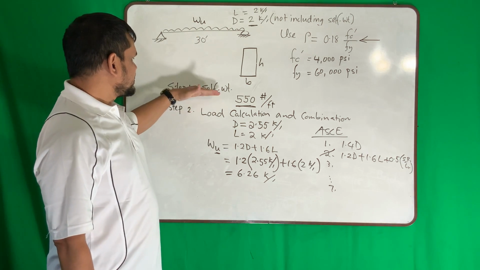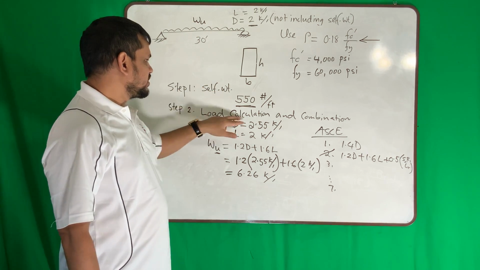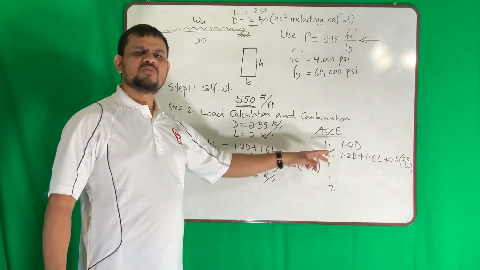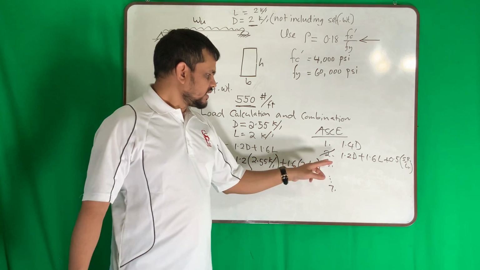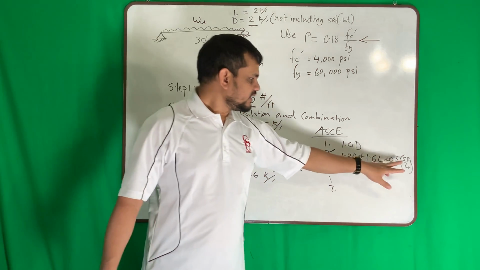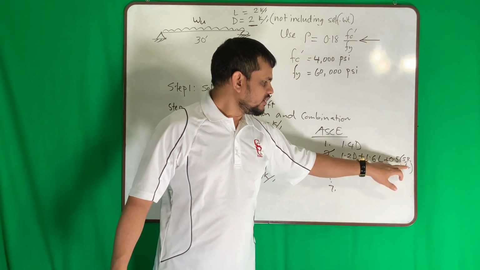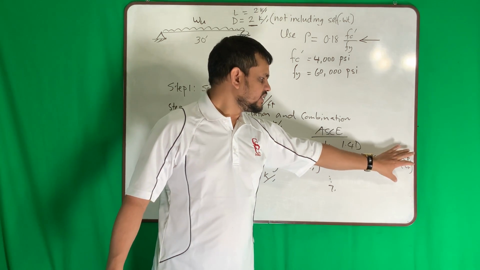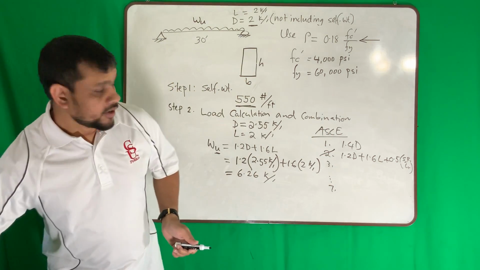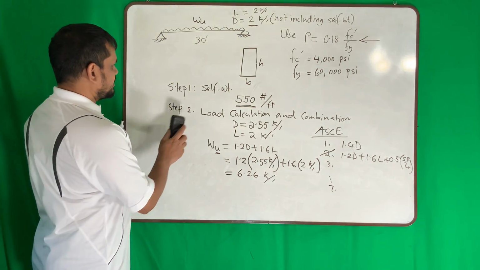So step number 2 is load calculation and combination. So we use the second combination. Why? We know that from our experience. For most dead load and live load, this one will win. There's no snow load, rain load, or roof live load on this beam. Okay, so now step number 3.